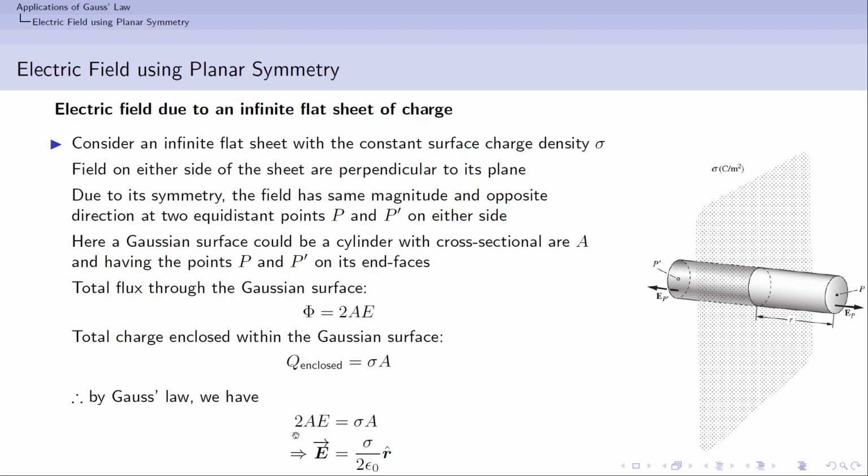Then this A gets cancelled, again the same thing as we saw in case of planar symmetry. Any trace of the Gaussian surface should vanish from the final expression for the electric field, because the Gaussian surface is an imaginary construct. So the cross sectional area cancels out, and that's what it implies. There is already a 1 by epsilon naught, so this gives us E equal to sigma by twice epsilon naught, in the r cap direction, the radial direction with respect to the planar sheet. So this gives us the electric field due to an infinite flat sheet of charge.